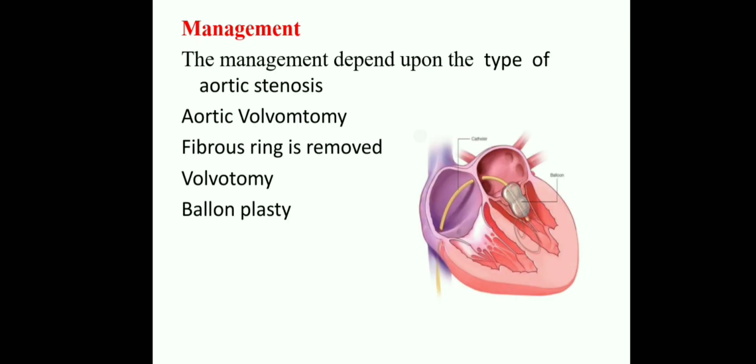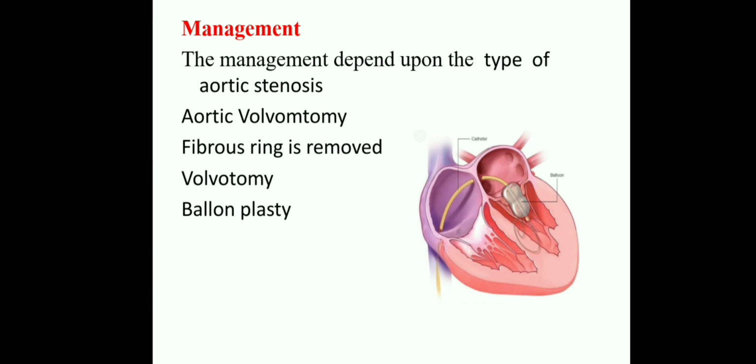Coming to the management, it depends upon the type of aortic stenosis. What are the types? Valvular stenosis, subvalvular stenosis, and supravalvular stenosis. The management depends on this. If it is valvular stenosis, meaning bicuspid valve stenosis, the surgical management is aortic valvotomy.